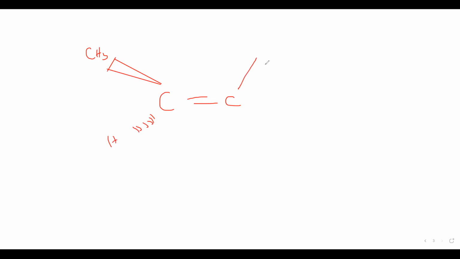H, we have CH3, NH. Which isomer is this, cis or trans? So how to identify, check the heavy group. When you check the heavy group, hydrogen and CH3, so hydrogen is a heavy group. Sorry, CH3 is a heavy group. By mistake, I said hydrogen. CH3 is a heavy group. Same thing, CH3 and H. So CH3 is a heavy group.